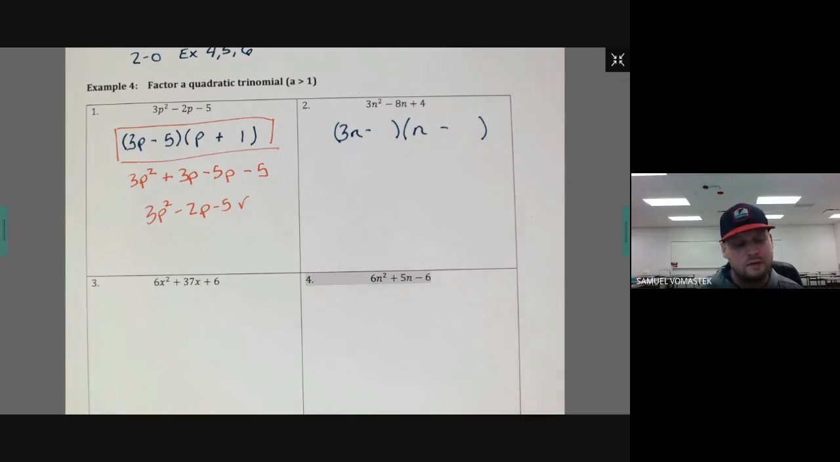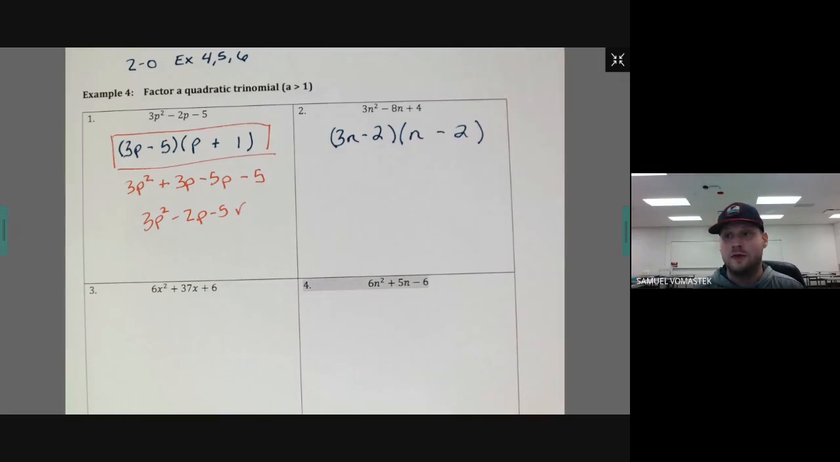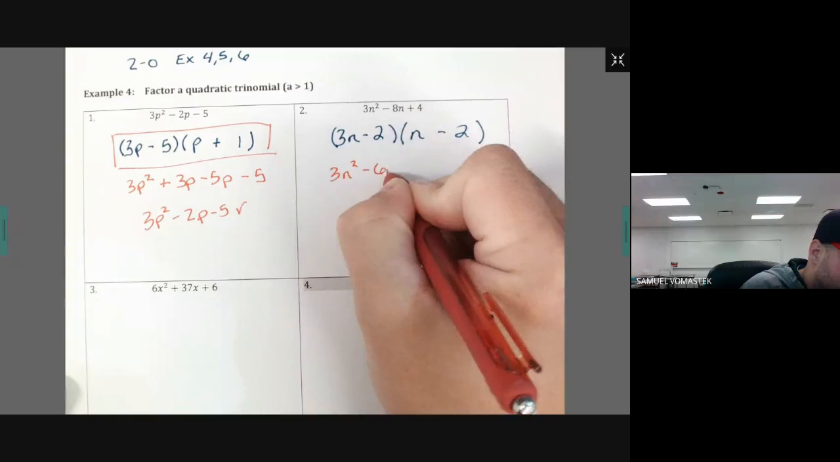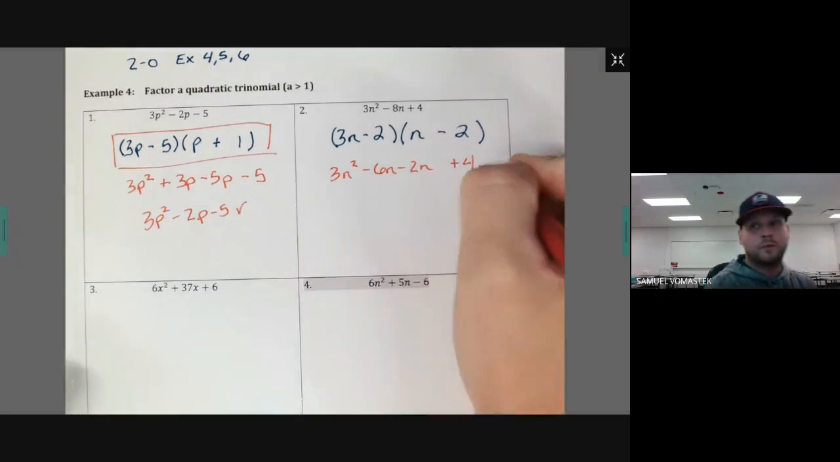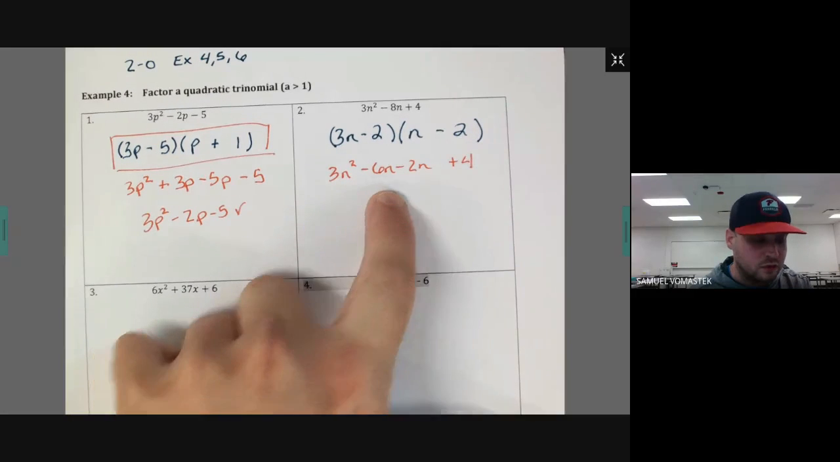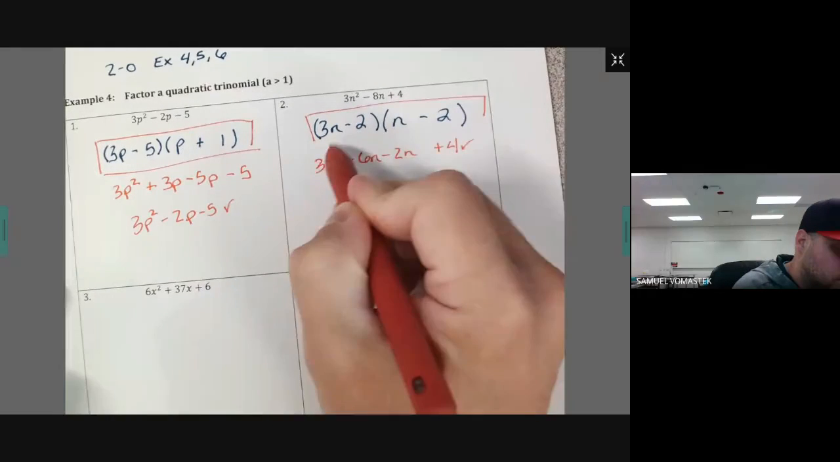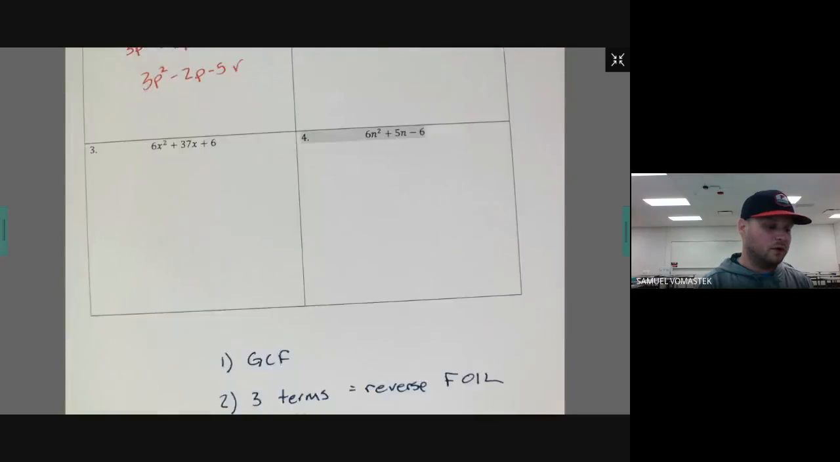So I got to figure, okay, what multiplies to give me 4? We can either go with 1 and 4, or we can go with 2 and 2. I'm going to try 2 and 2. Okay? So that's my proposed answer. What you need to do, check your work. You go ahead, FOIL it out. You got 3n squared minus 6n minus 2n plus 4. When you combine your like terms, it's going to work out to where it matches up with the original. So we're good to go. There's our solution. Done.